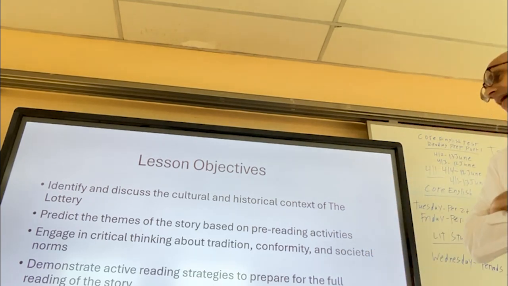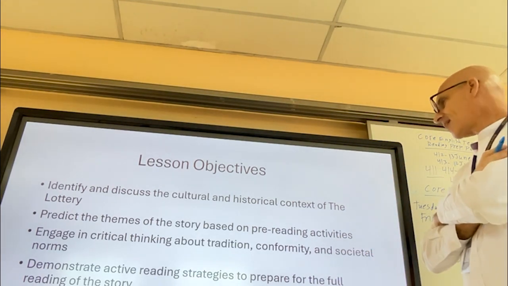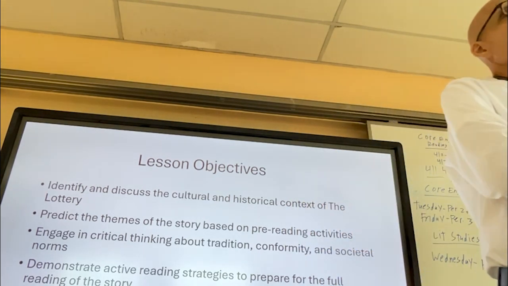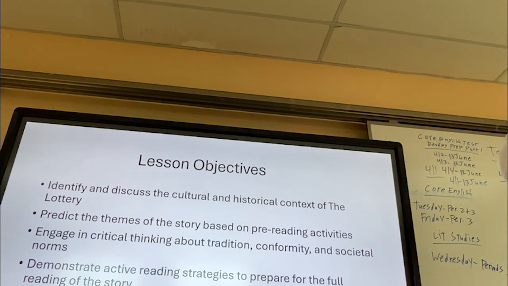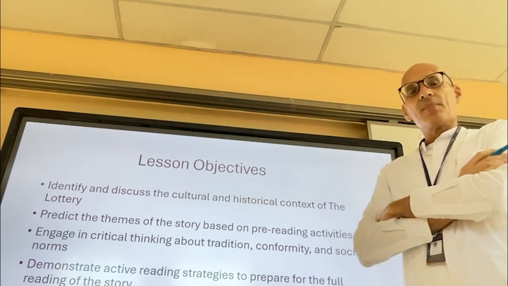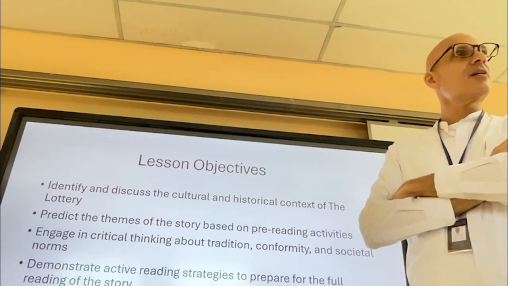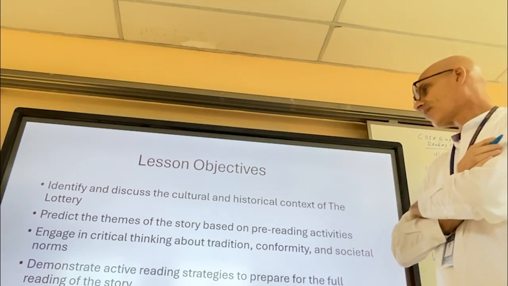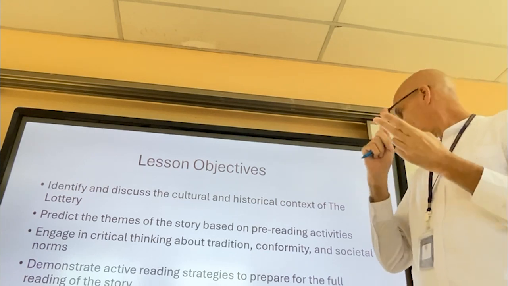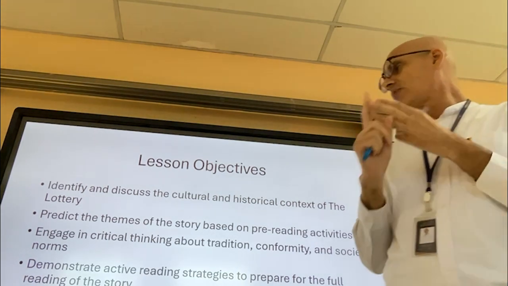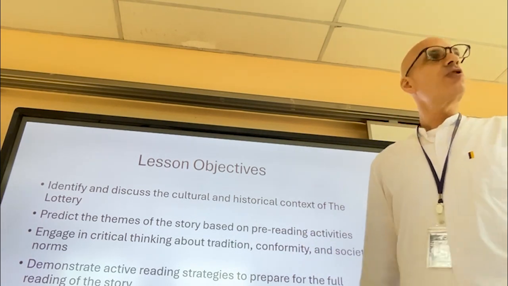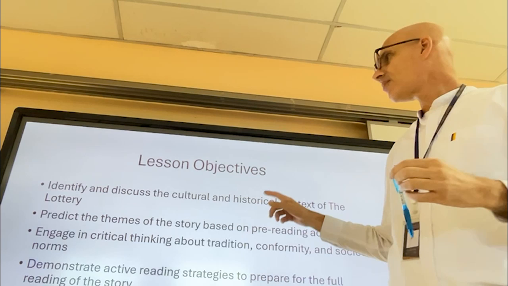So here are our objectives today. We're going to identify and discuss the cultural and historical context of the story. In other words, what was American culture like and what was the time period like as far as history when the story was written. We'll predict the themes of the story based on some pre-reading activities, and we'll engage in critical thinking about these topics: tradition, conformity, and societal norms. And we'll demonstrate some active reading strategies to prepare for the full reading of the story.